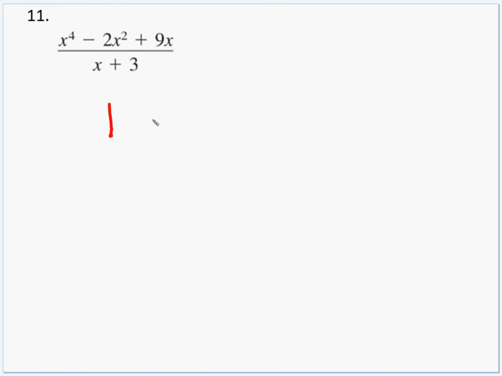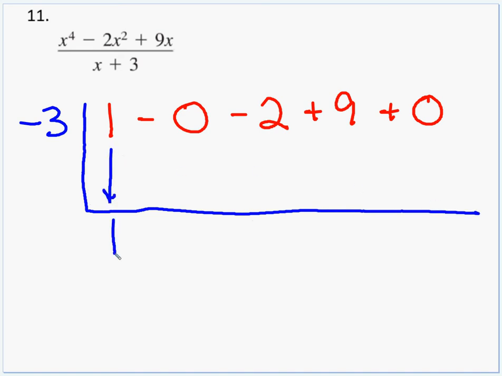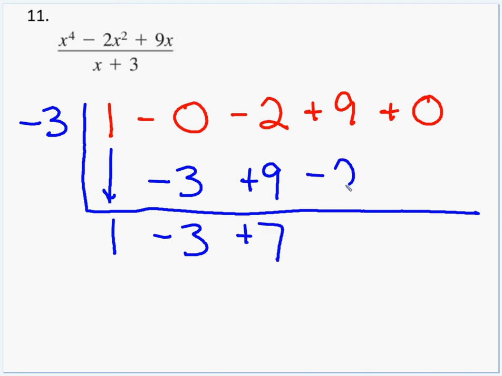And we bring down the first term 1, and we multiply and get negative 3, and we add those and get negative 3. Multiply to get a positive 9, add up and get a 7. Multiply there and get what's that? A negative 21. 9 minus 21 is negative 12. Negative 3 times negative 12 is positive 36. Oop, I put that in the wrong spot. Oh yeah, positive 36. We add that to the 0 and we get 36.